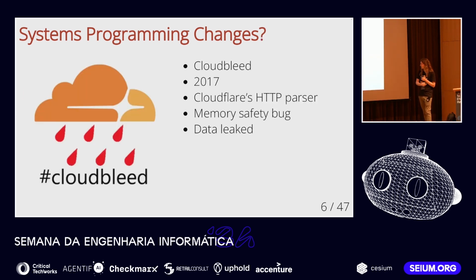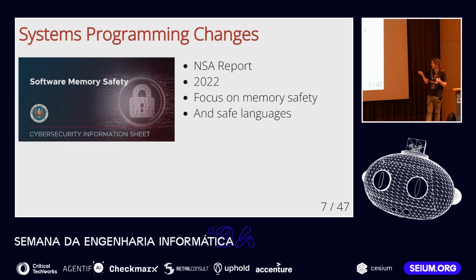Then in 2017, we had Cloudbleed, a similar vulnerability. Also a buffer overrun, also in a code base written in a memory-unsafe language, and also led to data leaks. Then finally, in 2022, we got a report from the National Security Agency which highlighted this problem of memory-unsafe languages, which lead to memory safety vulnerabilities, which lead to actual exploitable bugs in software. The focus of this report was that you could combat this by using safer languages.